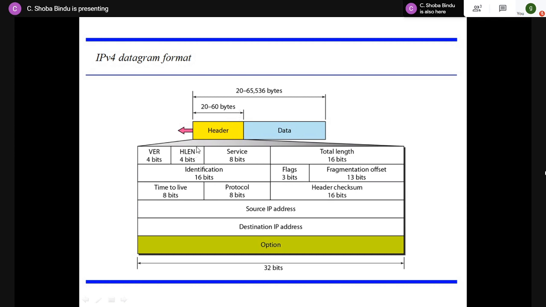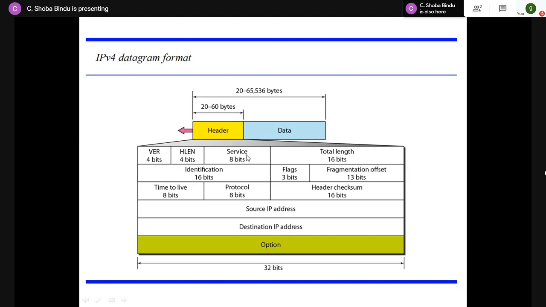The minimum value this header length takes is 5, and the maximum length of the header is 60 bytes. 60 divided by 4 comes to 15. So that is the maximum value that this header length will take. So it is represented as a number in terms of 4 bytes, the size of the header in terms of 4 bytes. That is what you are going to represent in the header length.